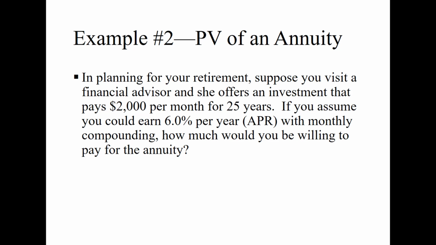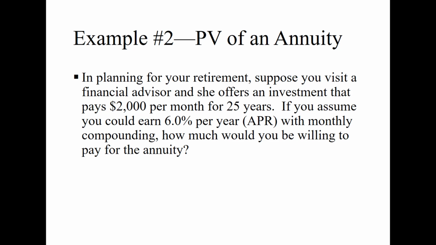Here we see our second example. Suppose you visit a financial advisor and she offers you an investment that's going to pay $2,000 a month for 25 years. Financial advisors and insurance representatives often have an insurance product or a financial security that they call an annuity, or that annuity is going to promise some stream of cash flows. In this case, $2,000 a month for 25 years. And so what we're going to try to calculate then is how much we think that should cost. We have to make some assumptions, and that's going to be that it's 6% per year. And it does say monthly compounding here, but we could assume that when it's $2,000 per month.